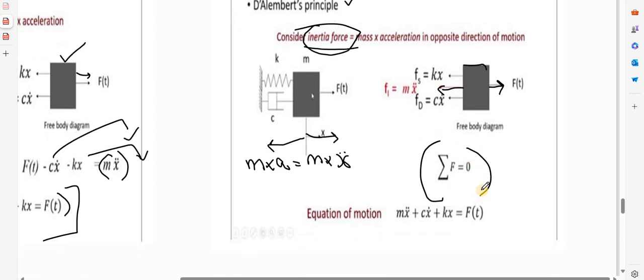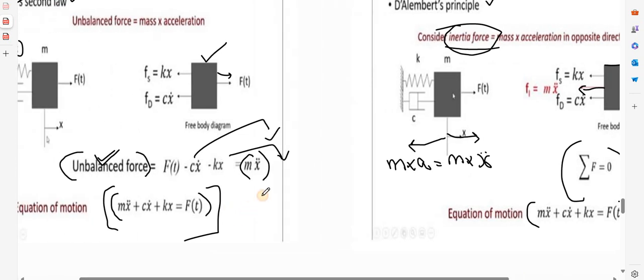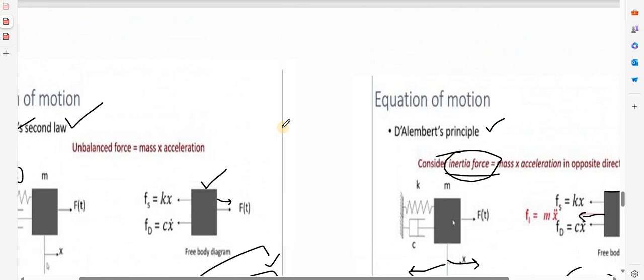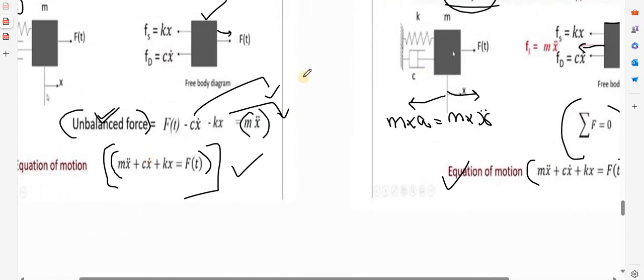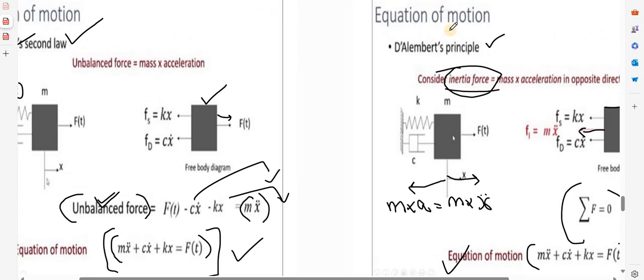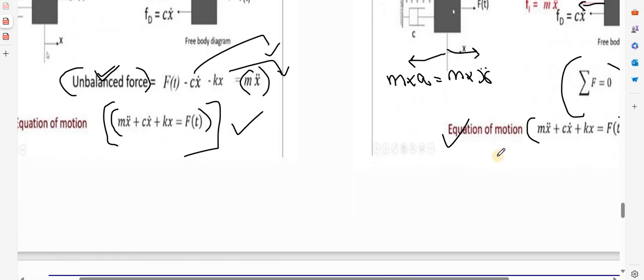So as per equilibrium, I can now consider the equilibrium condition. The net force should be 0. Therefore I write the equation of motion as m x double dot plus c x dot plus k x is equal to F of t. So in both ways you can find the equation, and both will be the same. This gives an idea of how to find the equation of motion of a single degree of freedom system, which is the mechanical model. Now by using both methods, Newton's second law and D'Alembert's principle, I have found the equation of motion. Now I need to solve this.